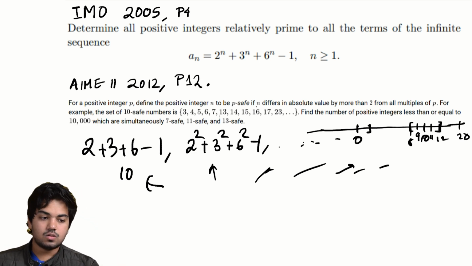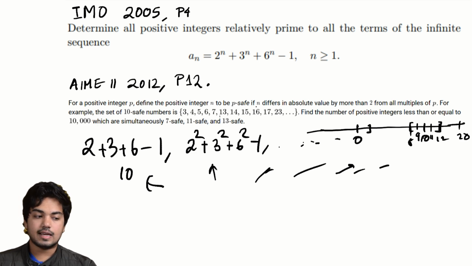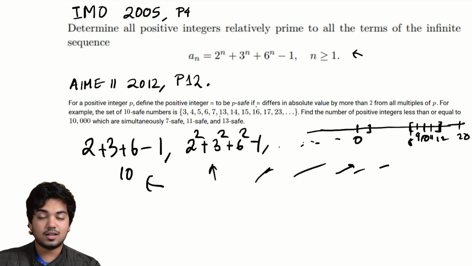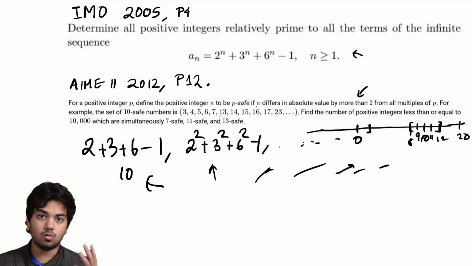So we want to find the number of positive integers less than or equal to 10,000 which are simultaneously 7-safe, 11-safe, and 13-safe. Here is a hint if you want. This problem makes use of a very cheeky, and I'll get to it later, very nice use of modular inverses. And this is a classic example of a Chinese remainder theorem problem. I'll also tell you how to spot a use of the Chinese remainder theorem. It's actually surprisingly clear sometimes that we want to use it, so I'll talk about that as well.